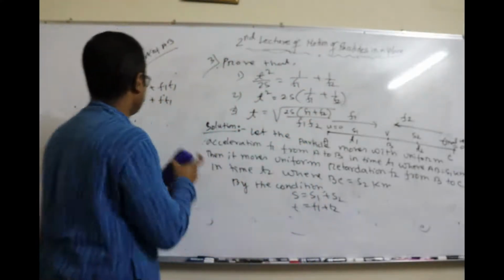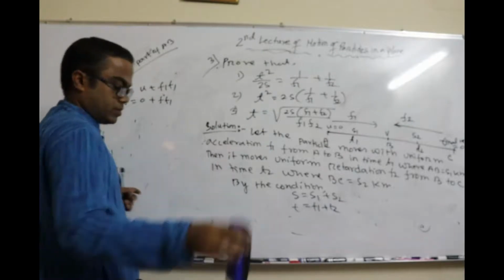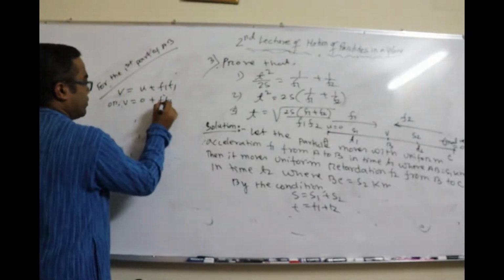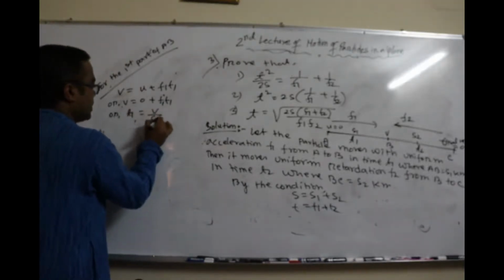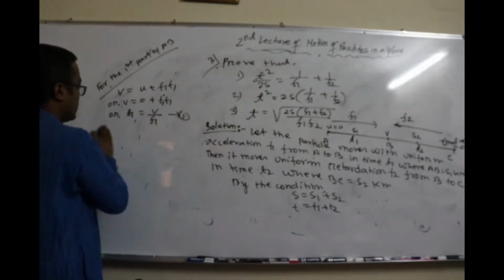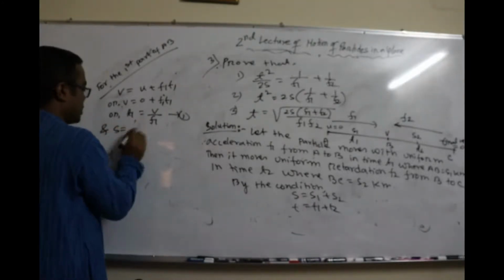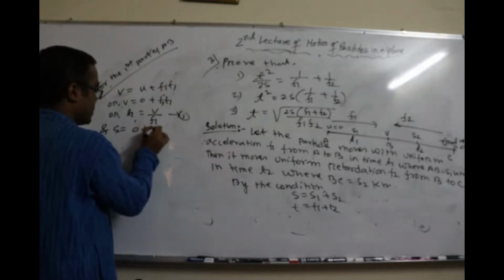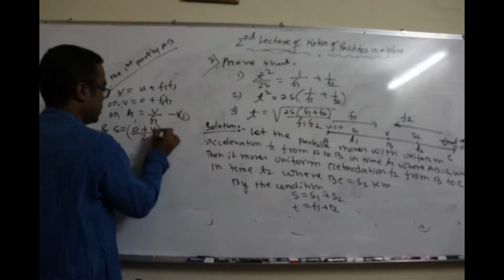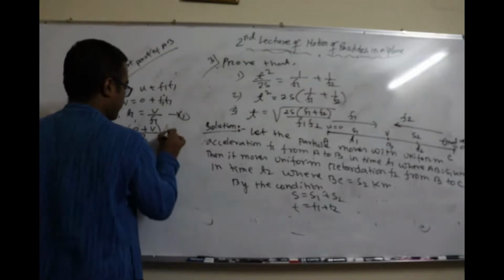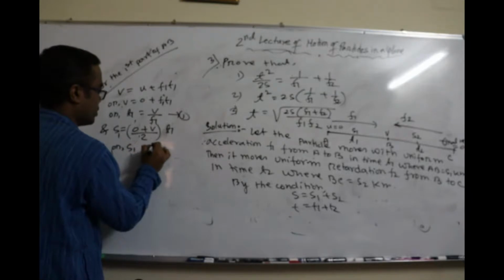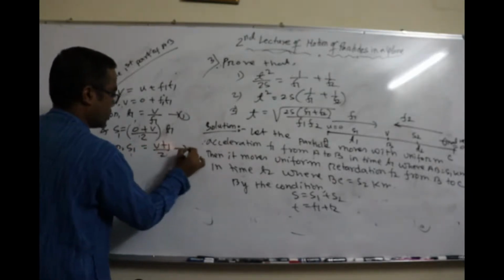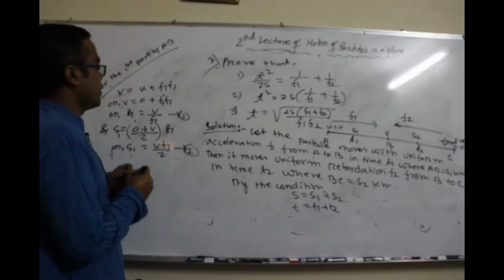From V equals F1 T1, we need to solve for T1. T1 means V by F1, equation 1. And S equals initial velocity plus final velocity divided by 2, into T1, or S1 equals V T1 by 2. This one is equation 2 for the first part AB.